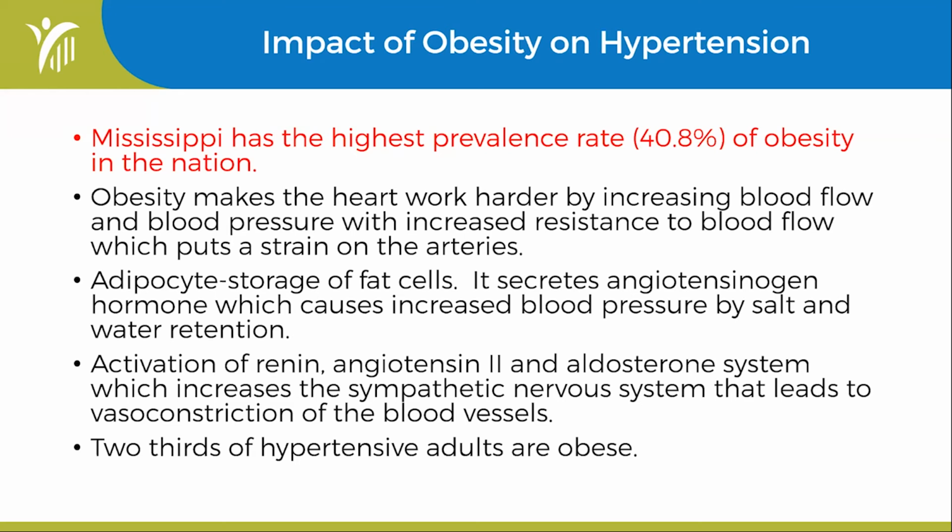And there is the activation of the RAS system, which everybody is probably familiar with, or will become familiar with if you study hypertension very much. It's the activation of renin-angiotensin 2 to aldosterone and an increased sympathetic nervous system that lead to vasoconstriction of the blood vessels. I mentioned two thirds of hypertensive people are obese, but let me put that in context that makes sense to me and hopefully to other people.